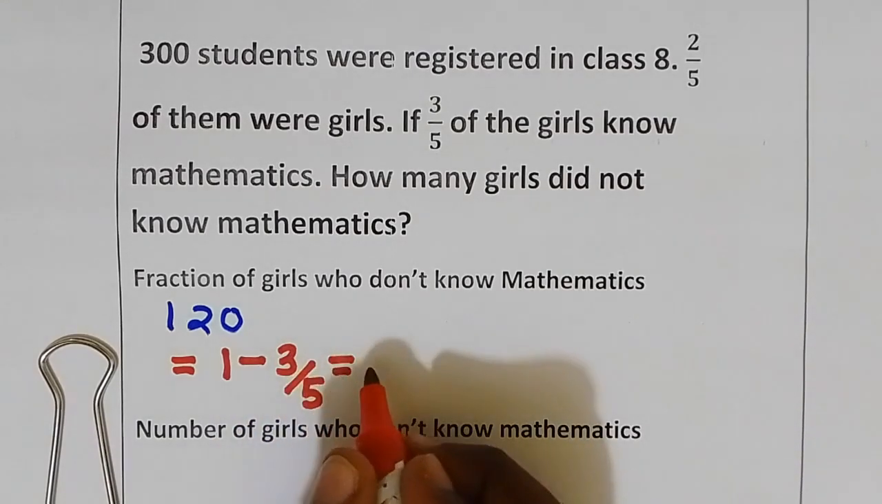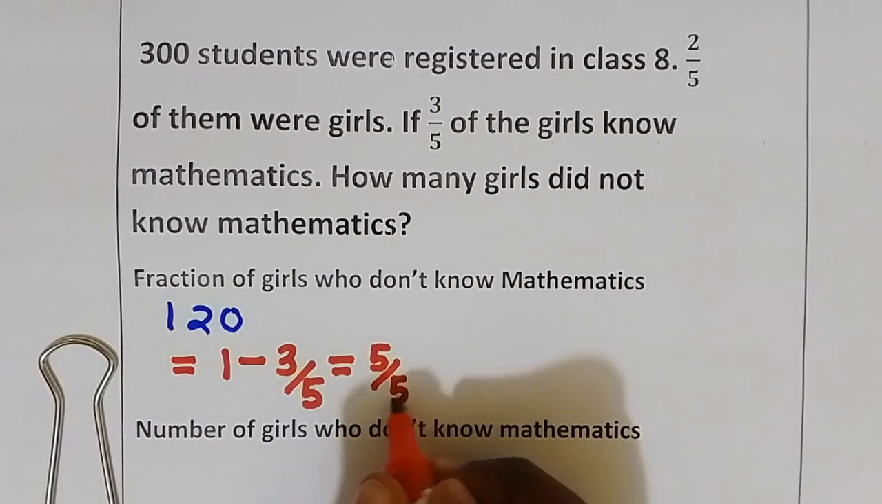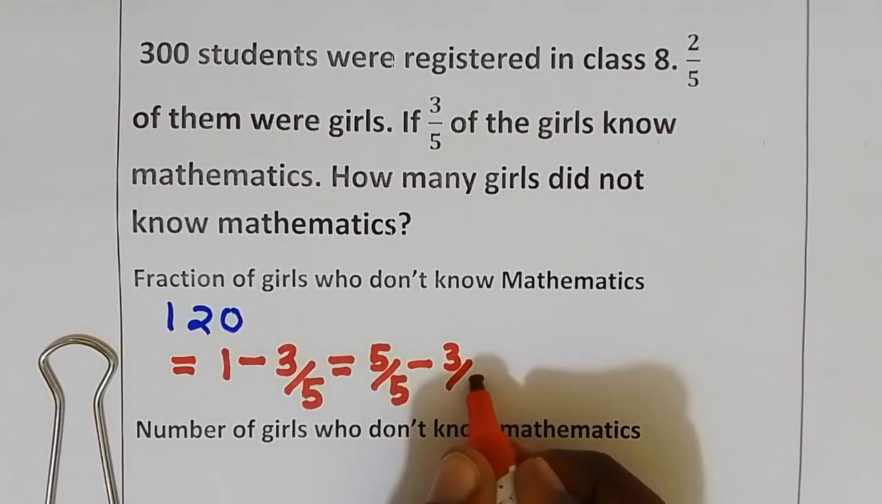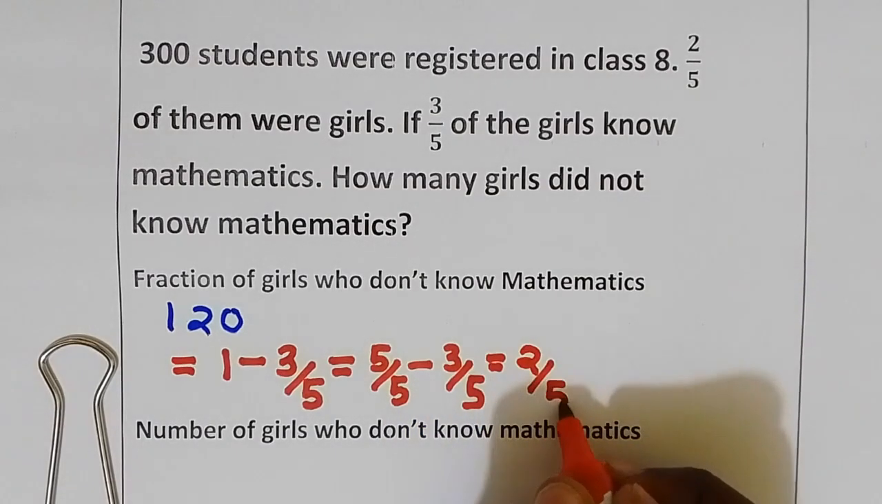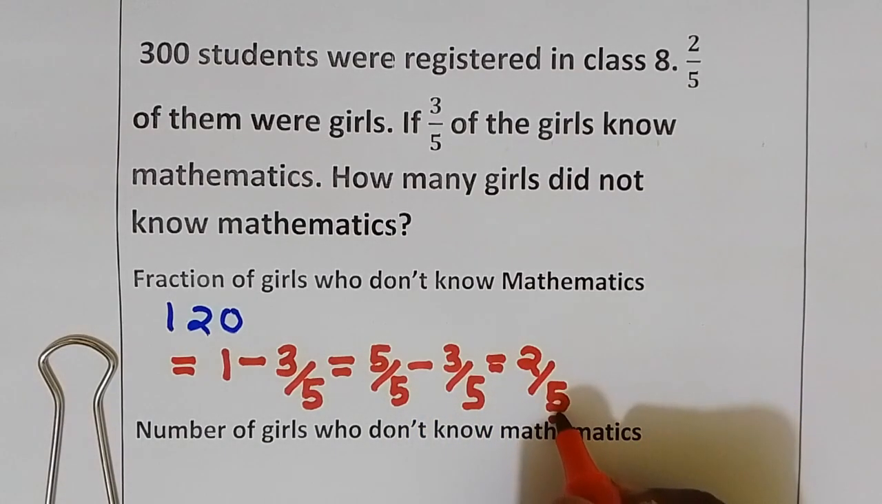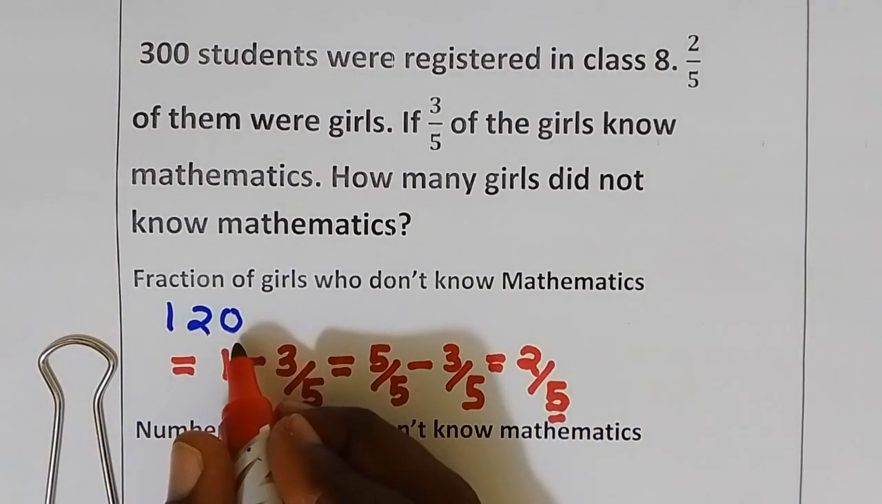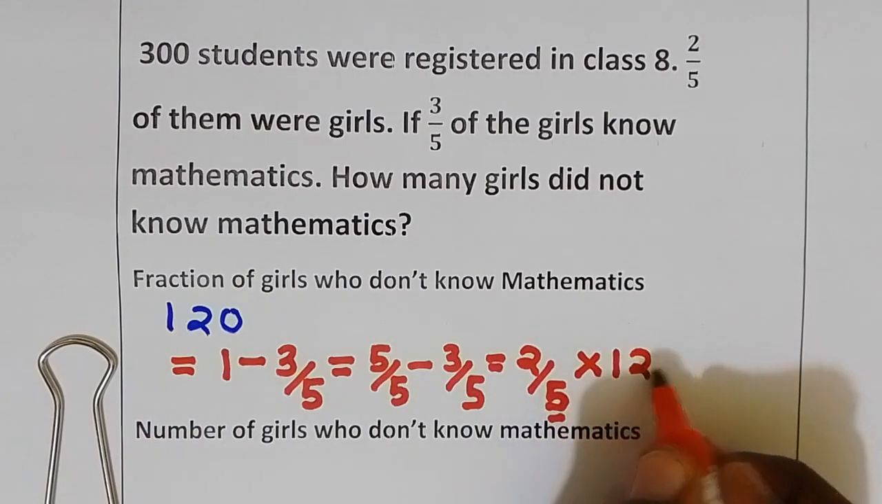We are going to get 1 is the same as 5 over 5, take away 3 over 5. This will give us 2 over 5. This is the fraction of girls who don't know mathematics. Now, to get the number of girls who don't know mathematics, we are going to multiply by the number of girls registered. So we are going to multiply by 120.